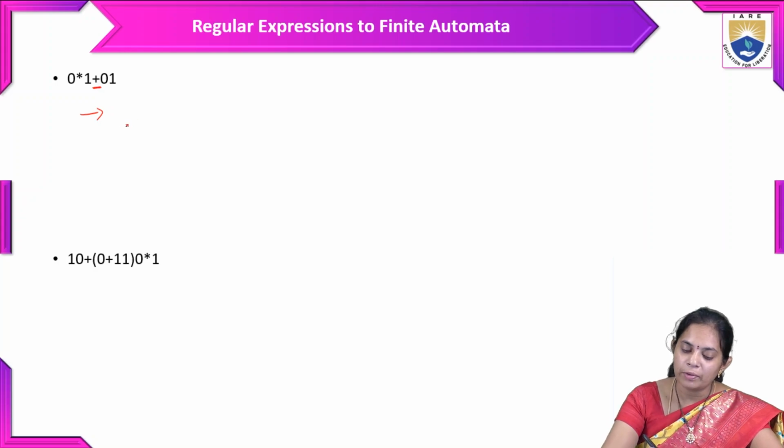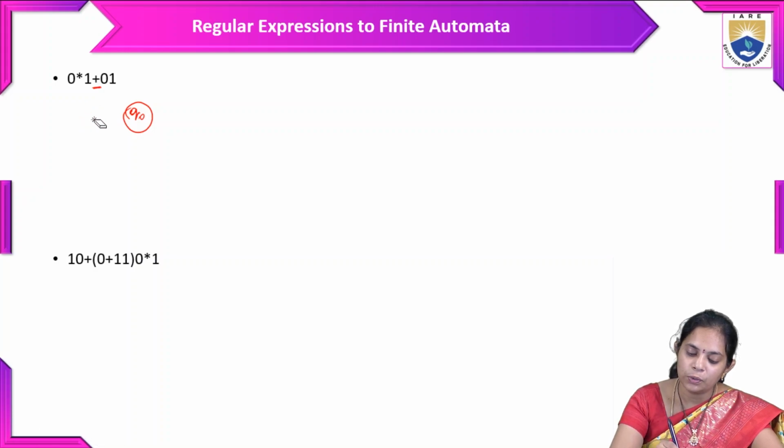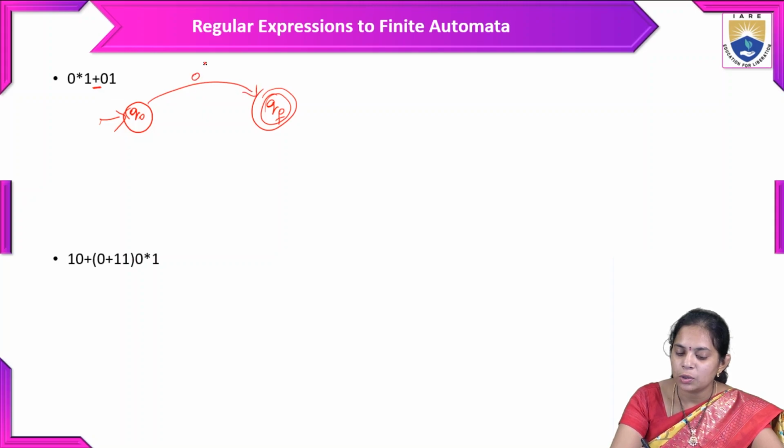So here Q0 is the initial state, and for the two choices, it is going to the final state. One choice is 0*1 and the second choice is 01.